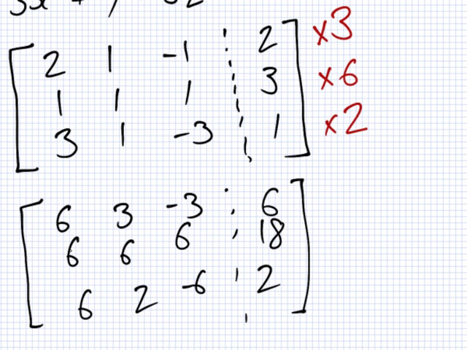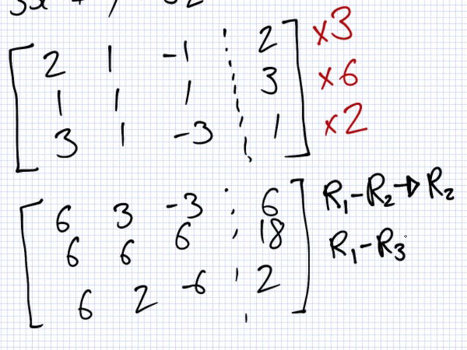Okay, so what should we do next? We delete all the 6. How though? Subtract. Yeah, so row 1 minus row 2 and put the answer on row 2. And also row 1 minus row 3, put the answer on row 3.